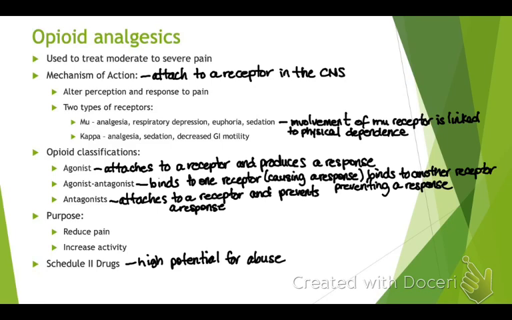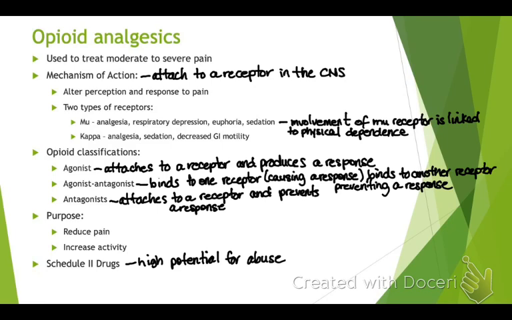Opioid classifications that you will need to know are your agonist, agonist antagonist, and your antagonist. Your agonists are those that attach to the receptor and produce a response. So you have your meds that are going to cause a response. So if you're giving them morphine, you're going to see the response of morphine.